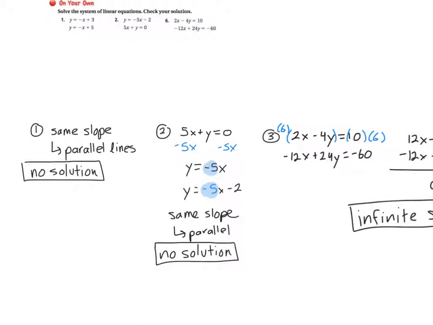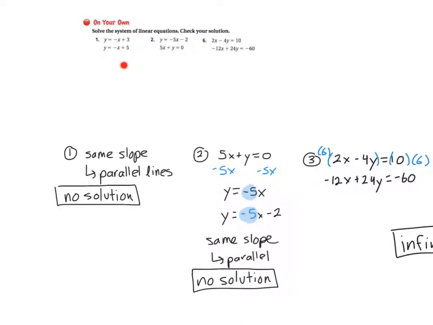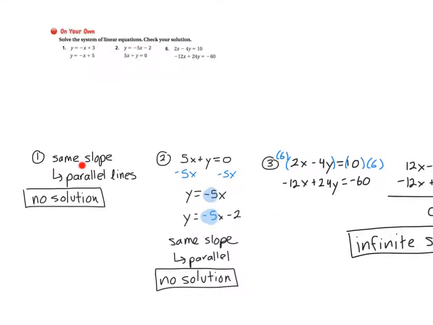Okay, so let's look at the first one. You can see these are both in slope-intercept form, and you can see that we actually have the same slope. So since we have the same slope, we know that these lines are parallel, and parallel lines never cross. So we know that our answer is no solution. We don't even have to graph it because we were able to justify our answer here.